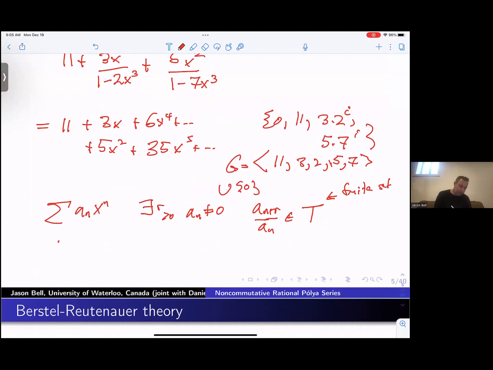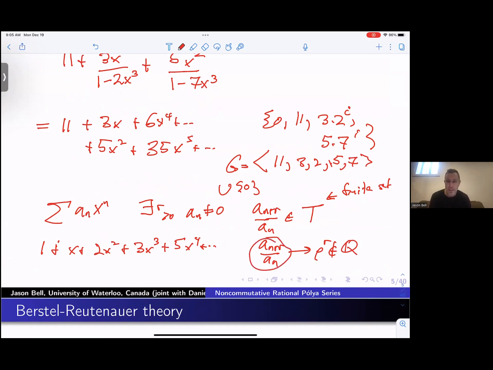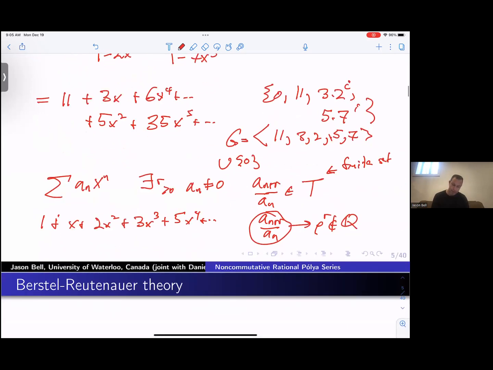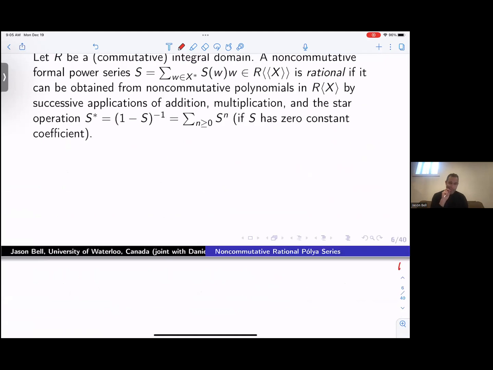So for example, if you look at the Fibonacci numbers, 1 plus x plus 2x squared plus 3x cubed plus 5x to the 4, you can see that for any r, a_{n+r} over a_n tends to the rth power of the golden ratio, which is not a rational number. And so in particular, the ratio can't lie in a finite set. So that's an easy way of seeing that the Fibonacci numbers generating series is not a Pólya series, although you could prove this directly, I suppose.